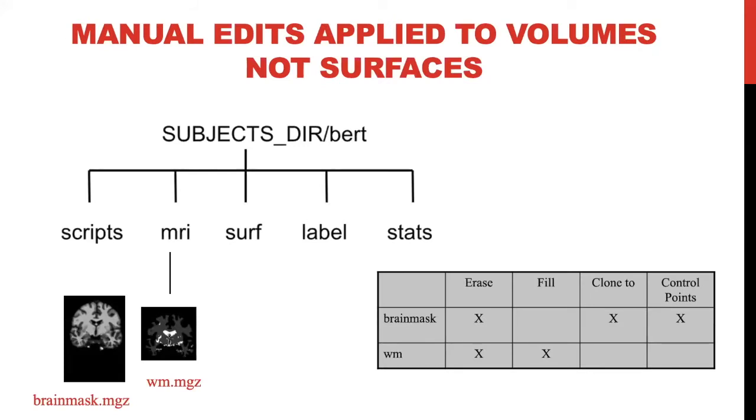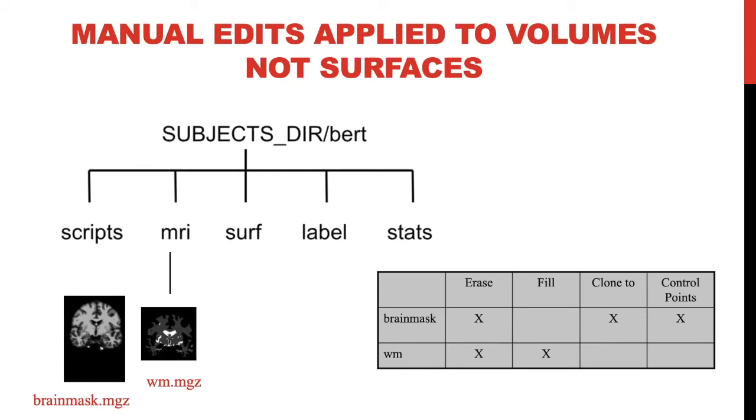So I talked about how you need to edit your volumes to make your corrections. The volumes that you will most likely edit are your brain mask and your white matter volumes, and those can be found in your MRI directory. This chart on the right is a cheat sheet to guide you as to what volume you should edit.